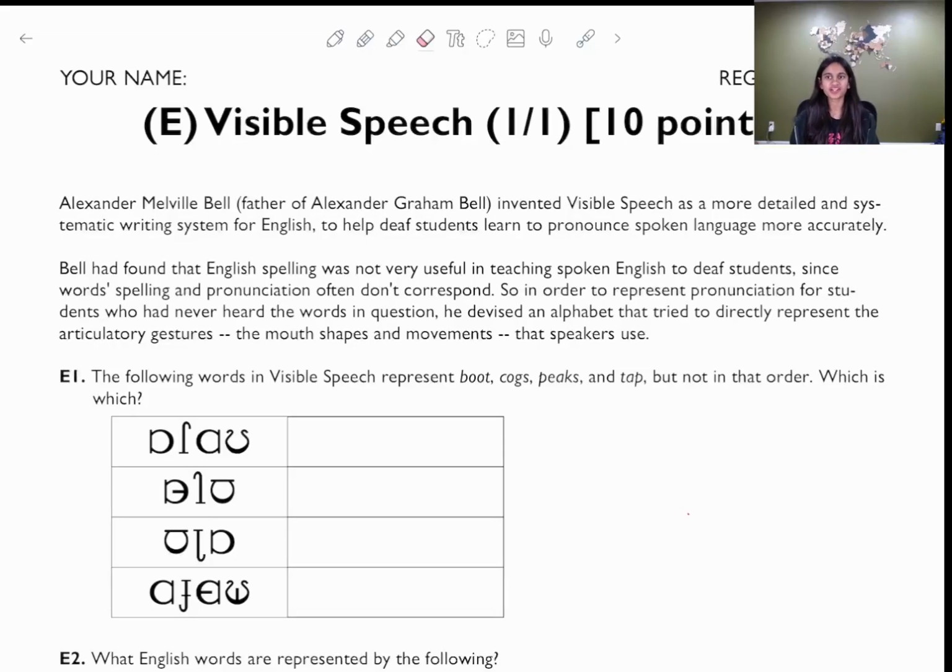Hi, together we're going to go through this problem, visible speech. Let me read through it first because the intro might have some important information.